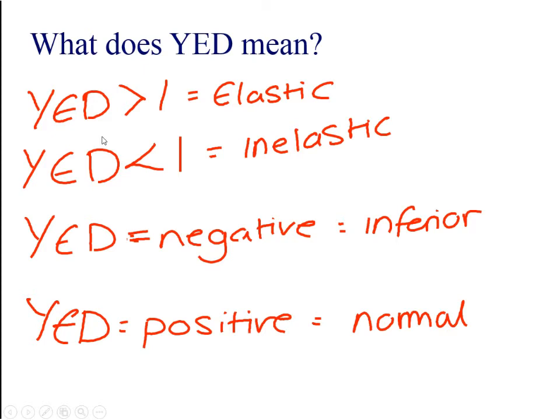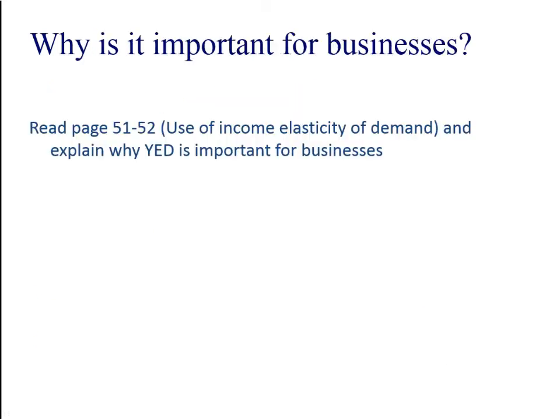If YED is above 1, so it begins with 1 point something, 2 point something, 3 point something, whatever, it's elastic, so it's sensitive to a change in quantity demanded, therefore it's sensitive to a change in income. If it's below 1, so it starts with 0 point something, it's inelastic, so the quantity demanded is insensitive to a change in income. If your YED figure is negative, it means you've got an inferior product. If your YED figure is positive, it means you've got a normal product. So the quantity demanded is behaving in a normal way to a change in income.